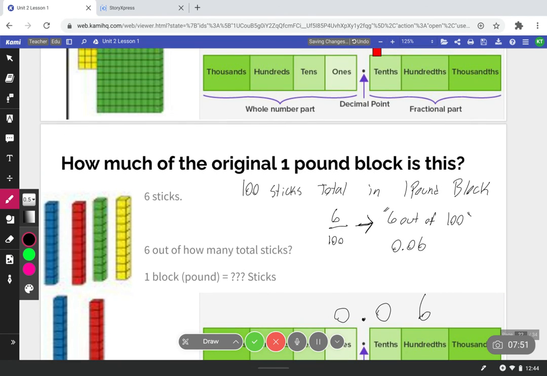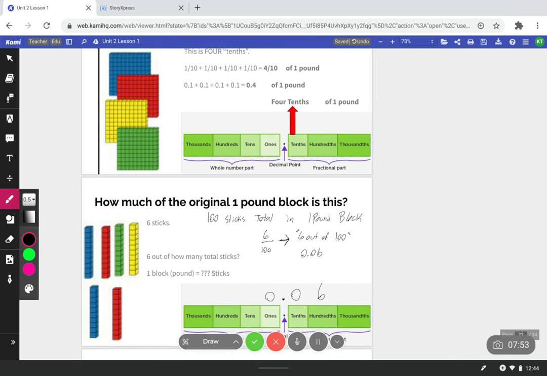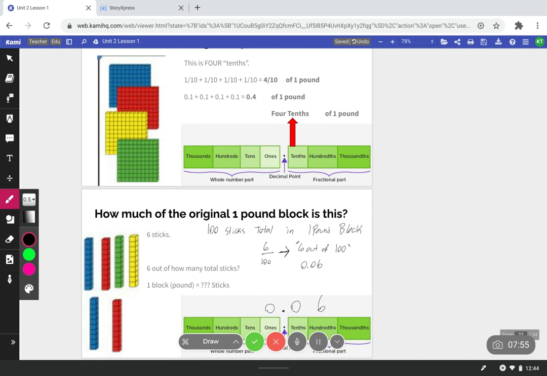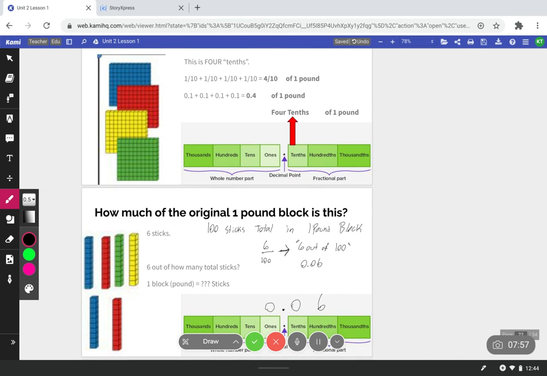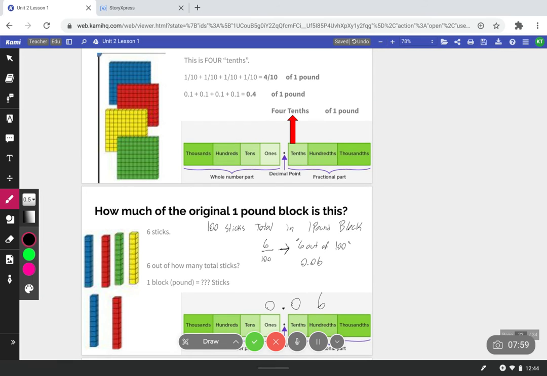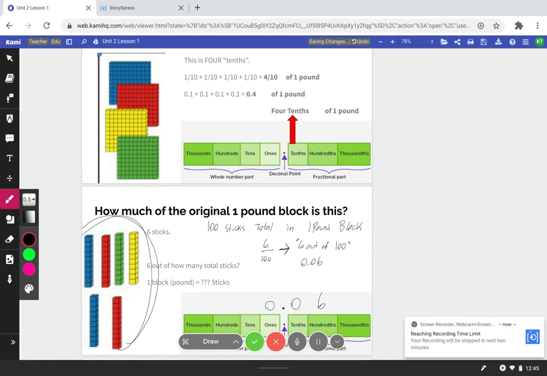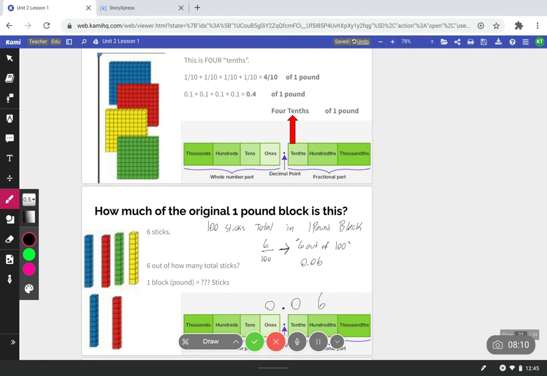So what would you rather have? What's more, 4/10 or 6 hundredths? Look at the pictures. We have 6 hundredths and 4/10. If you're hungry, which one would you rather have? You would rather have the 4/10. That's more cheese.